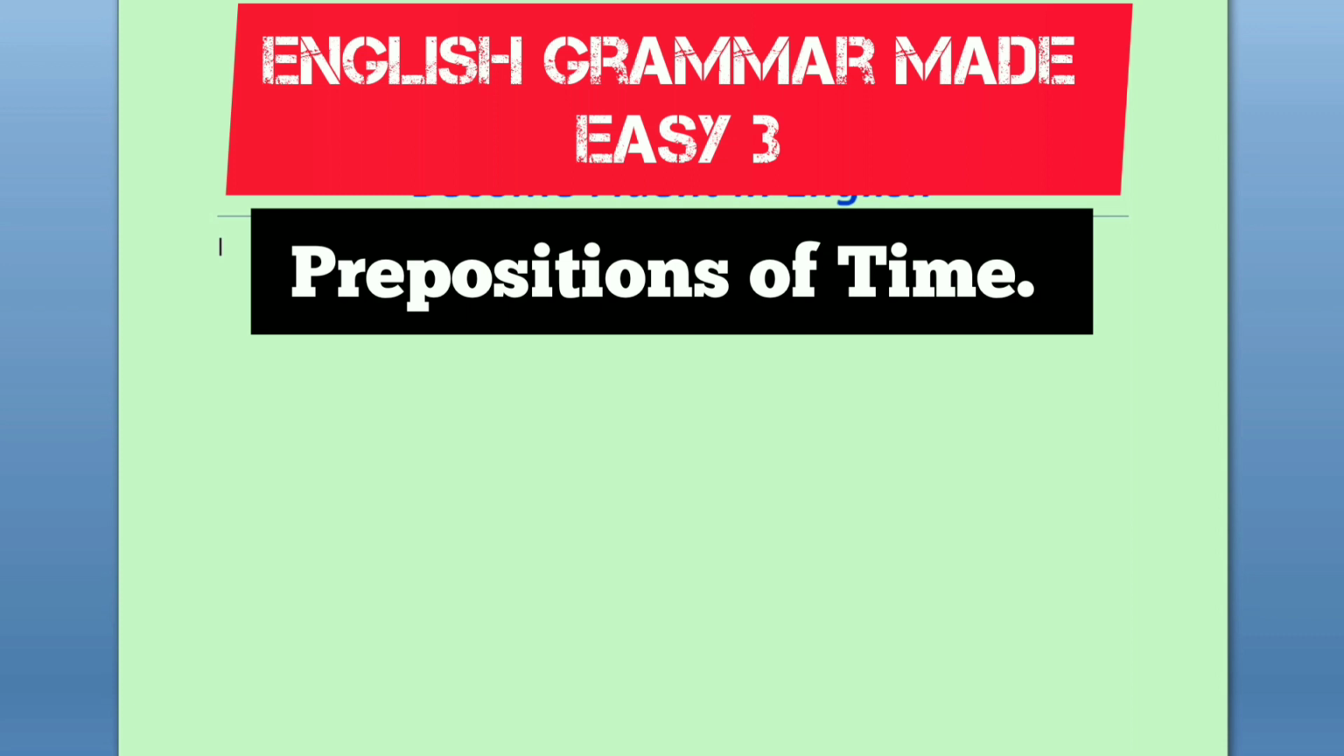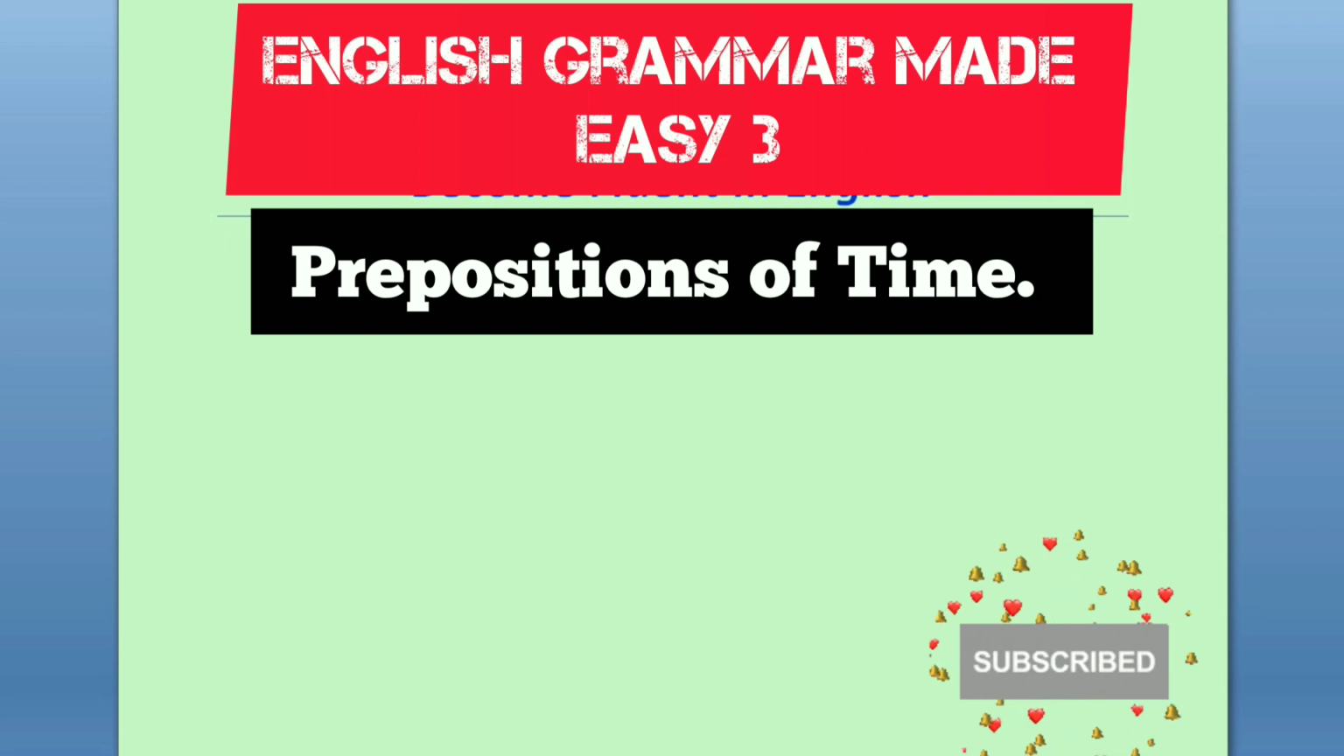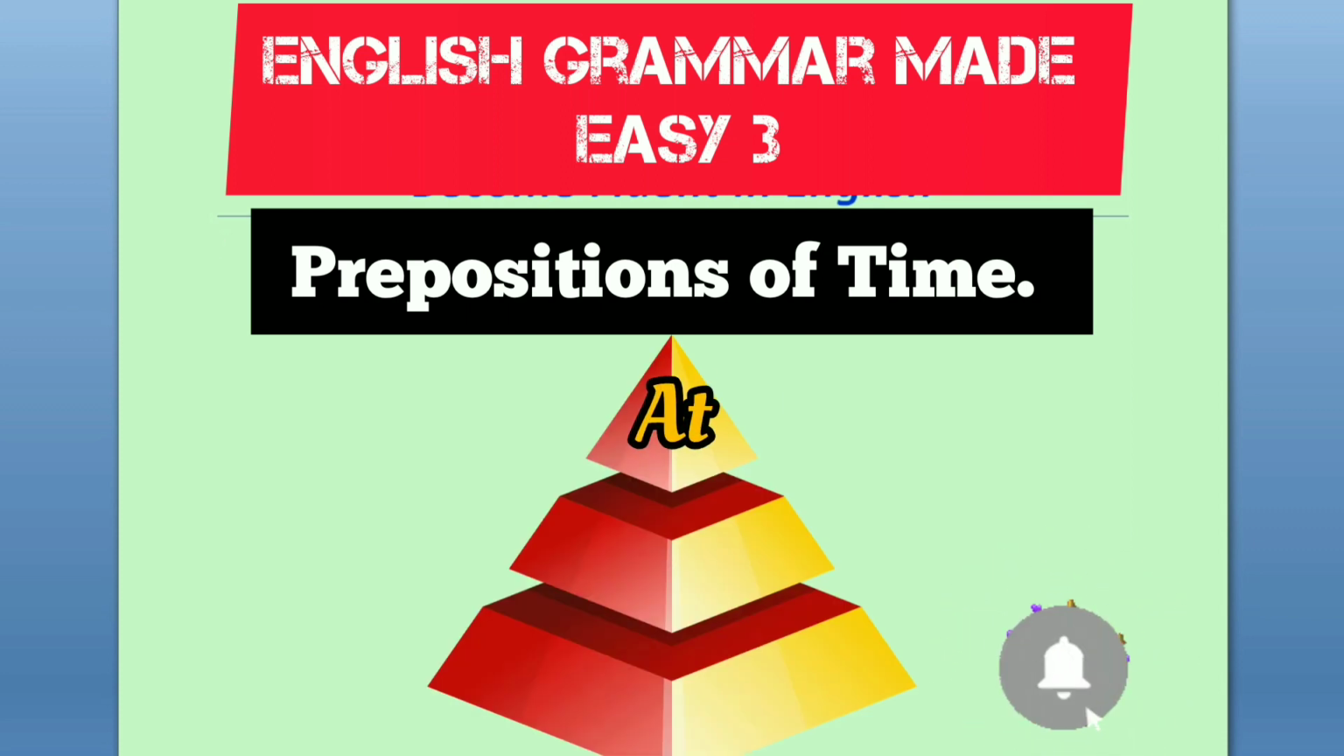There are three main prepositions of time, as you see on your screen: at, on, and in. These are the three main prepositions. I have also given a diagram. You must be wondering what exactly it is. It is called a preposition triangle. Here I'm going to show you how you can use these three prepositions, and where to use at, where to use on, and where to use in.